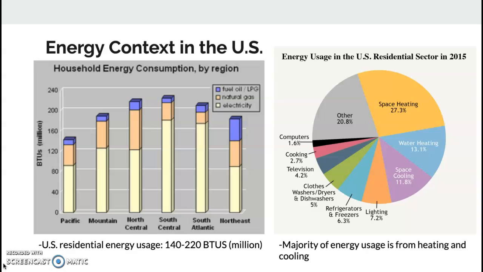The energy context of residential use in the U.S. is that the residential energy usage ranges from around 140 million to 220 million British thermal units a year, and the majority of residential energy use in the U.S. is from heating and cooling.